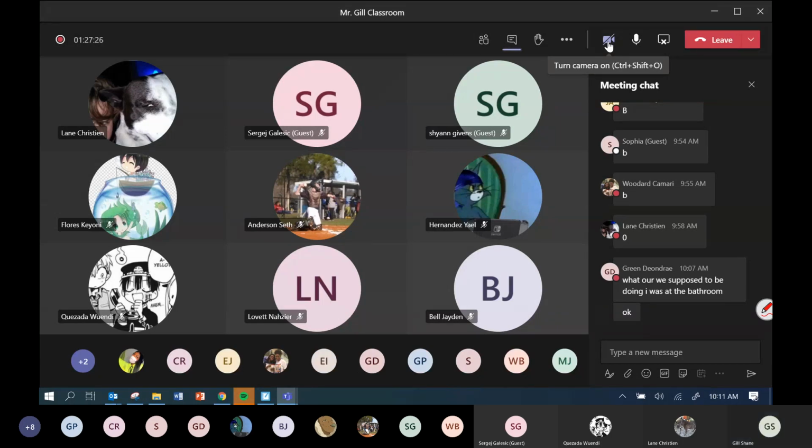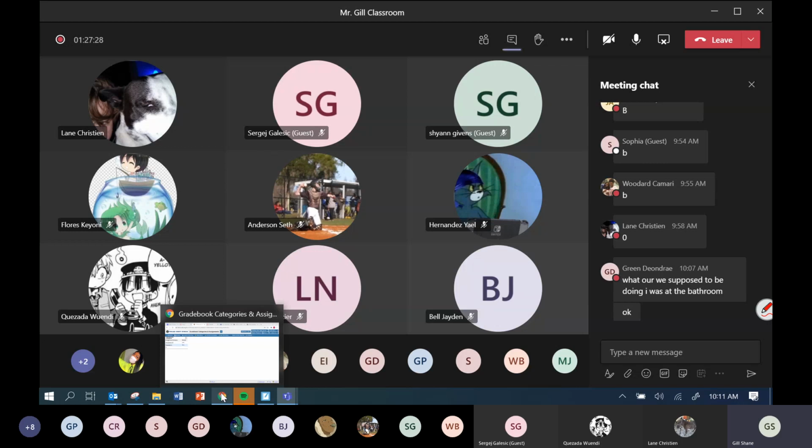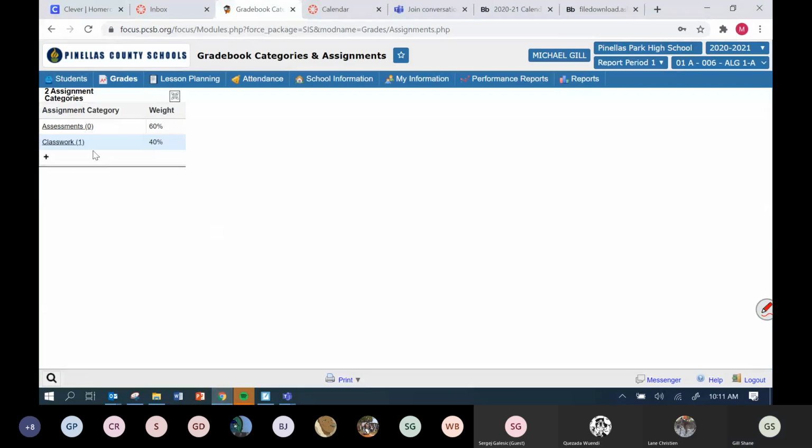So in Focus, I've already put an assignment in there for you. If you'll notice, it says Classwork 1. Your classwork, by the way, is worth 40% of your grade. Your assessments are only going to be worth 60%. Really, for you guys, your assessments are going to be worth even more than that in a way, because I can't do the same classwork stuff with you that I do with the in-person people. So your assessments are going to be worth even more, just to let you know.